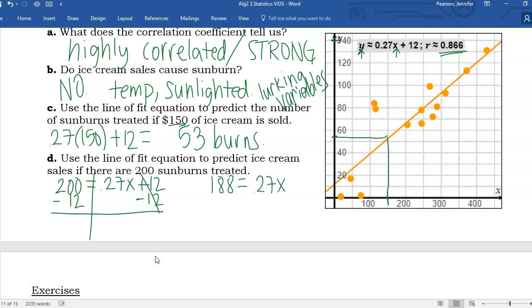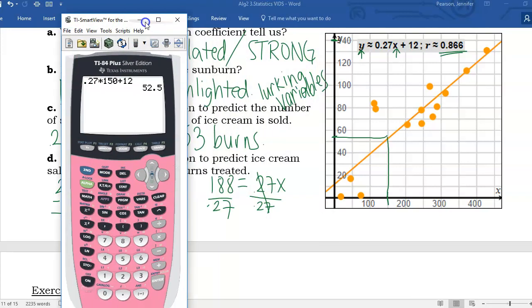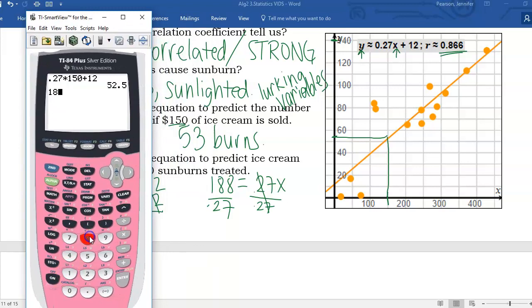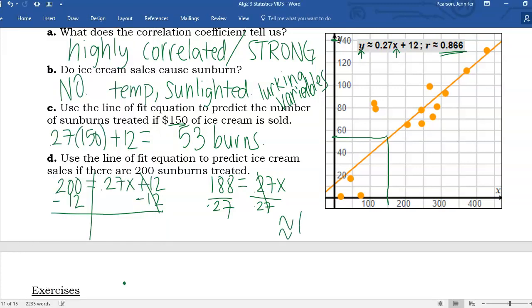Next, we want to divide both sides to get rid of the number in front of x. And that's not one that I'm doing in my head. 188 divided by 0.27. It looks like we made $696.30. That's a lot of ice cream. A lot of sunburns too.